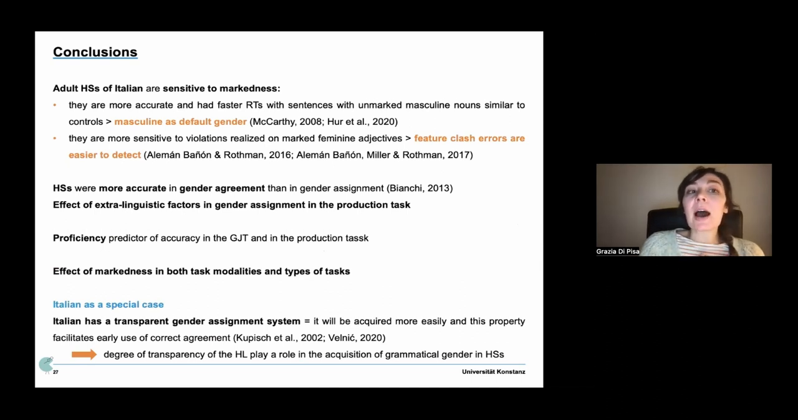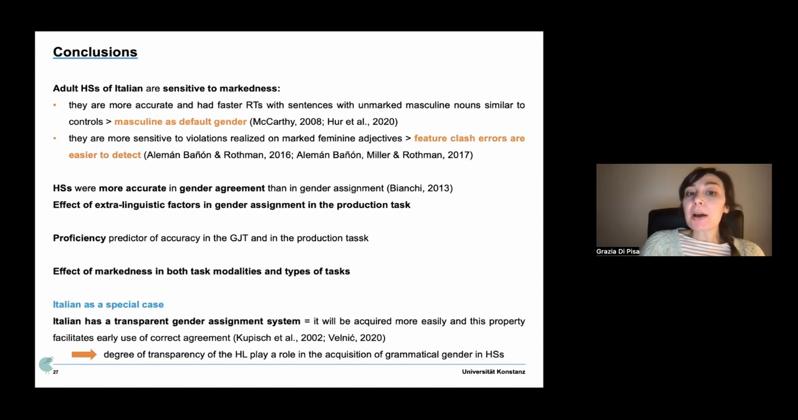So, conclusion: adult heritage speakers of Italian are sensitive to markedness. They are more accurate and they also show faster reaction times for sentences with unmarked masculine nouns. And that was similar to controls. So this is basically supporting this theory of masculine as default gender and this tendency to overuse it. They are more sensitive to violations realized on marked feminine adjectives. So feature clash errors are easier to detect because they are much more distracting. And we saw that in this accuracy-speed trade-off. So their accuracy was higher, but also their reading time was slower to process this kind of error.